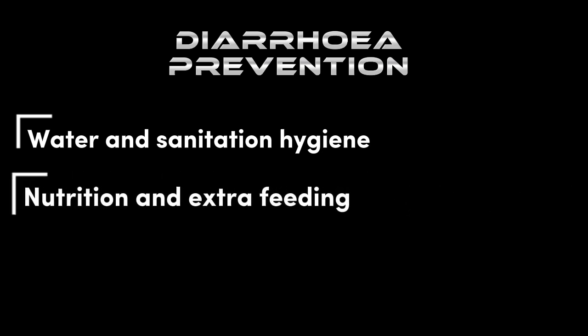Another one, we have nutrition and extra feeding. Feed your child only on breast milk for the first 6 months unless otherwise advised. Introduce other foods at 6 months and continue to breastfeed up to 2 years and beyond. Avoid use of feeding bottles and cups with spouts. Prepare nutritious food to feed your child.